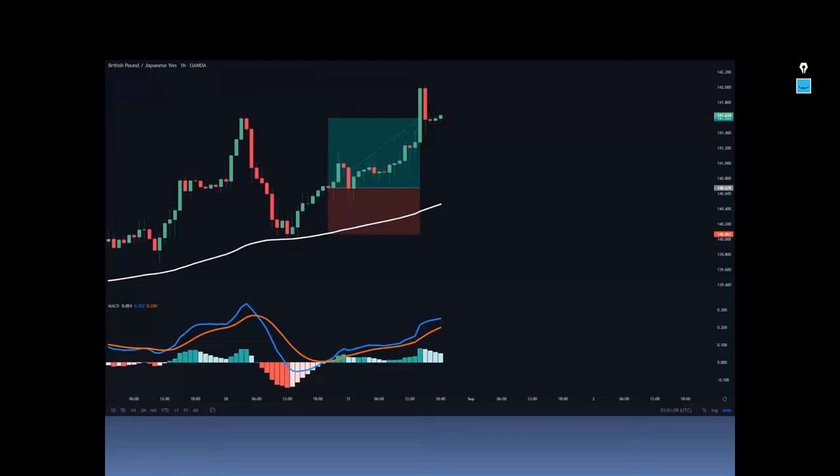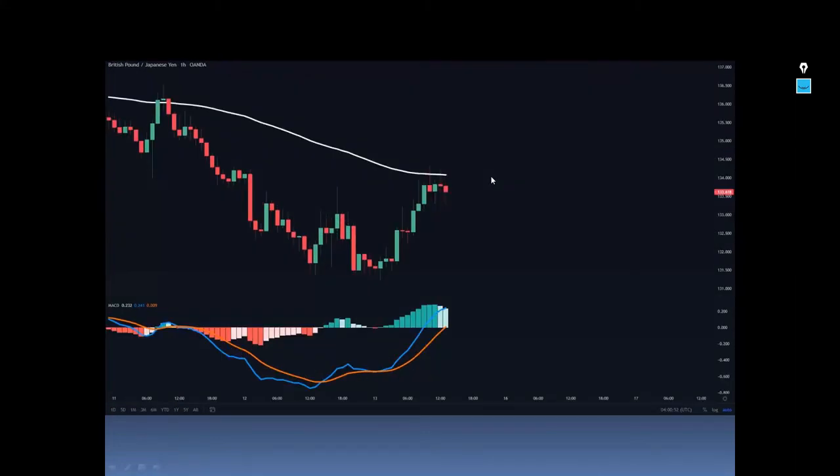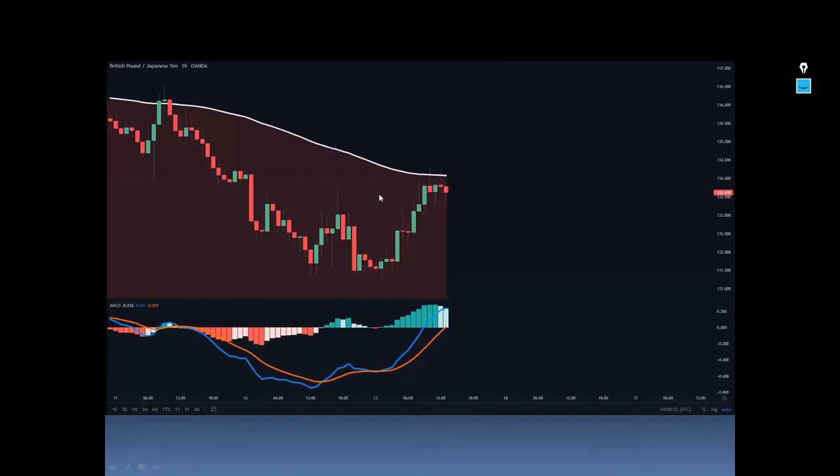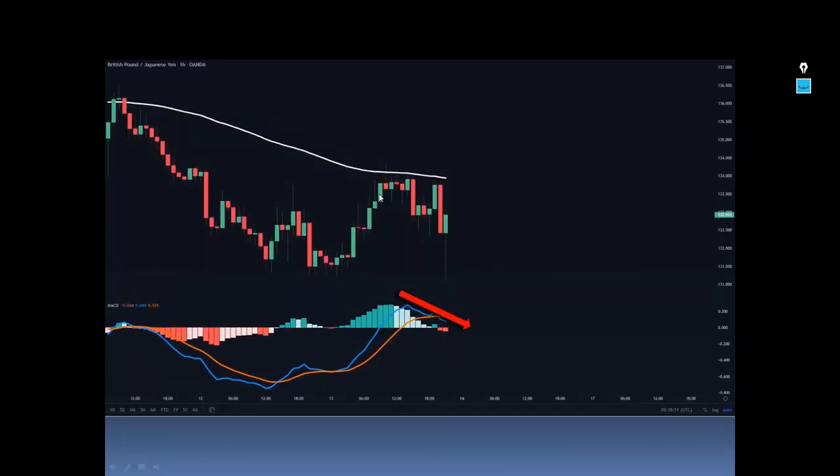Okay, so let's look at another example. Next example, this one. As you can see, first of all, we look at the 100 EMA. The price is below that, so it indicates the long-term trend is downward. Next we have to see a cross down on the MACD, and this will be our entry signal to go short.